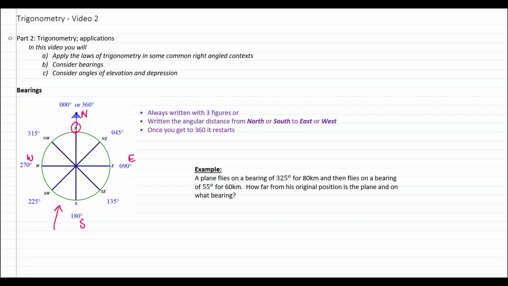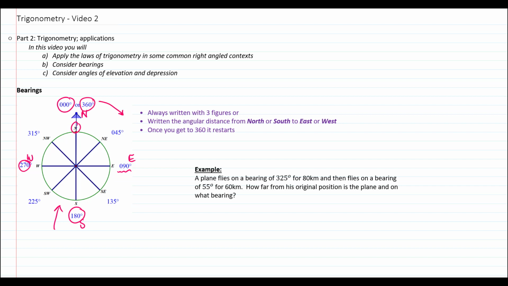Now you'll notice here that north is indicated by 0 degrees. So a bearing always measures from north, and it always measures from north in a clockwise direction. A right angle of course is 90 degrees. So once we get down to east we have 90 degrees. And then once we get down to south, we have 180 degrees. Once we get to west, we have 270. And once we get back to north, we have 360, which starts again back at 0.